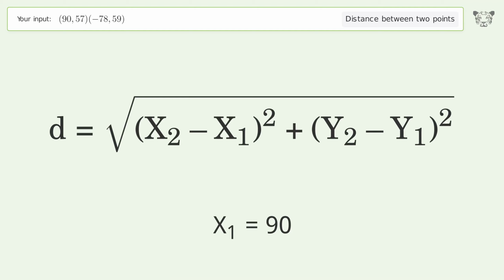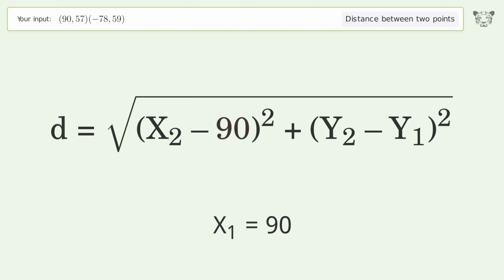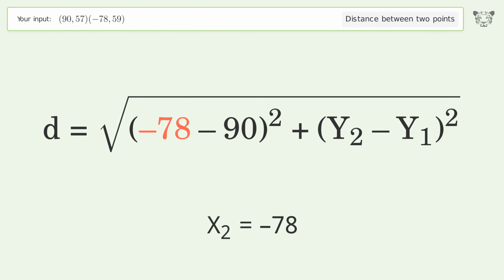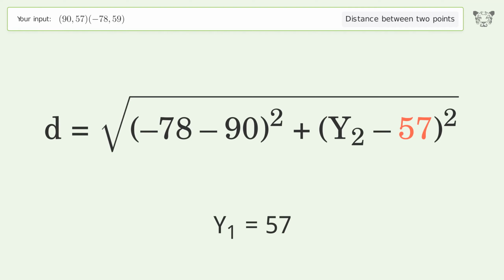x1 equals 90. x2 equals negative 78. y1 equals 57. y2 equals 59.